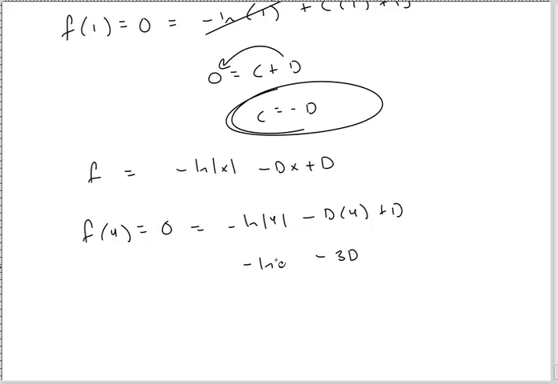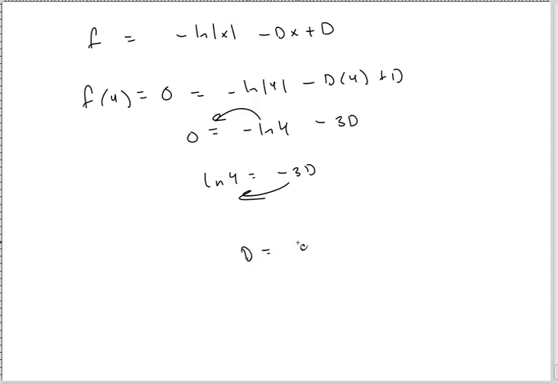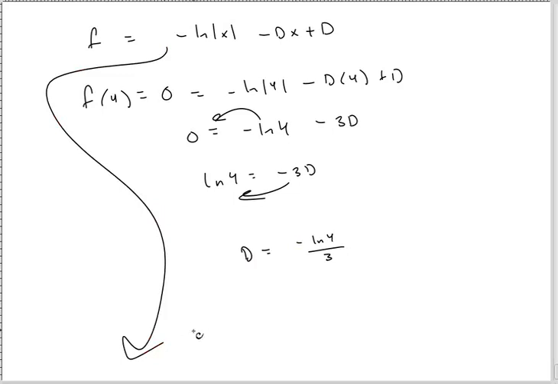And so it's all in 3D. Move this guy over. We got ln of 4 is equal to a negative 3d. Divide by the negative 3, and we get negative ln of 4 all over 3. And I can now plug that in right in here. And so I've got negative ln of x minus a negative, so ln of 4 over 3x, and then minus the ln of 4 over 3.